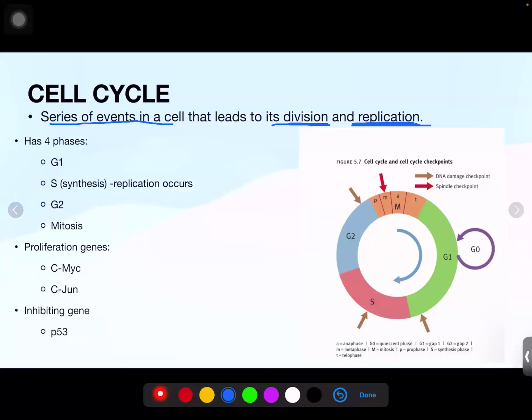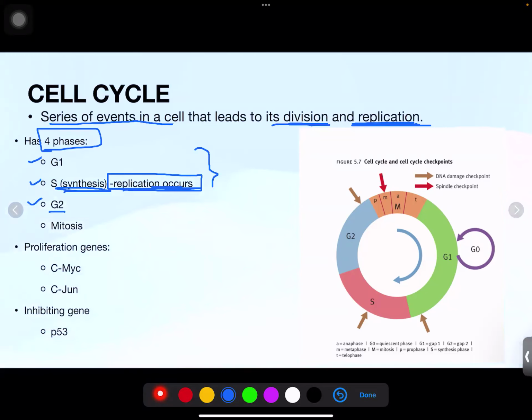So how does the cell cycle work? It has 4 phases. Number 1, G1, which is gap 1. Then the S phase. S is called the synthesis phase. And what is the importance of this phase? It's a very important phase because replication of DNA occurs in this S phase. And then there is a G2 phase, which is also a gap phase. These 3 phases are combined and they are called interphase. You will be seeing the word interphase as well. Then the last phase is mitosis.